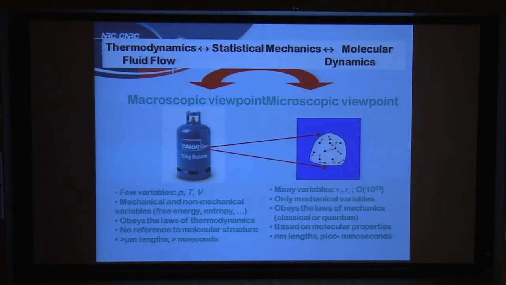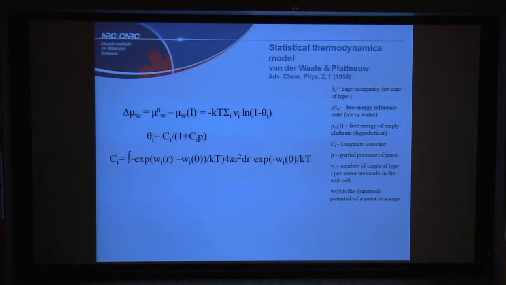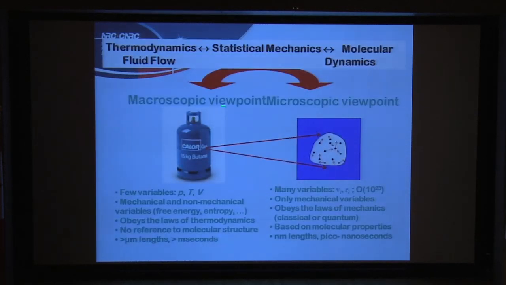Each realm has its own methods in terms of how theory is actually applied, and on the macroscopic side we have thermodynamics and fluid flow and mass transfer. We tend to work with a few variables in thermodynamics. Mechanical and non-mechanical variables are used, such as free energy and entropy. The system will obey the laws of thermodynamics. There's really no reference to molecular structure, and the lengths tend to be on the large side and the times on the long side too.